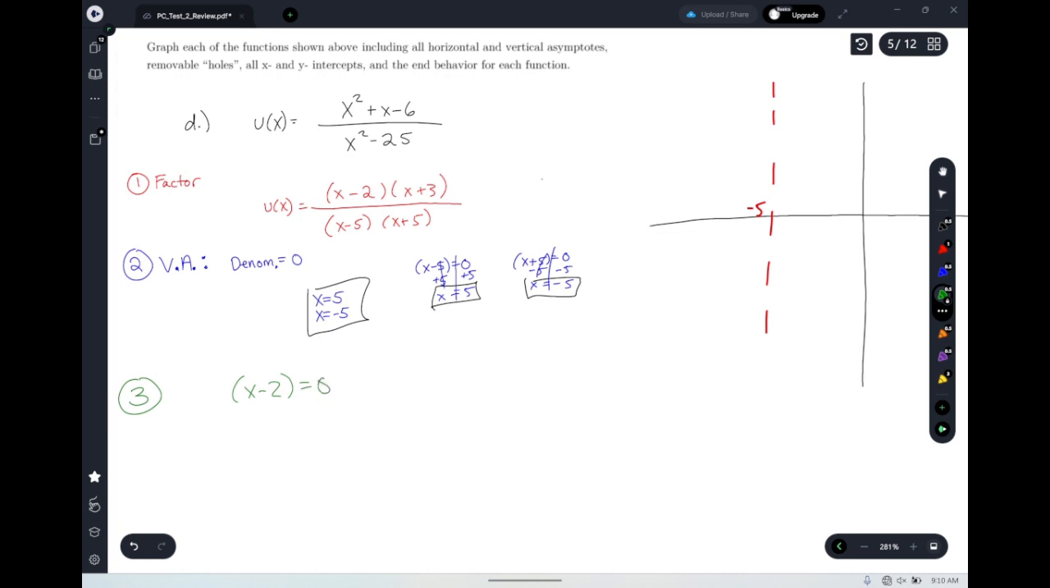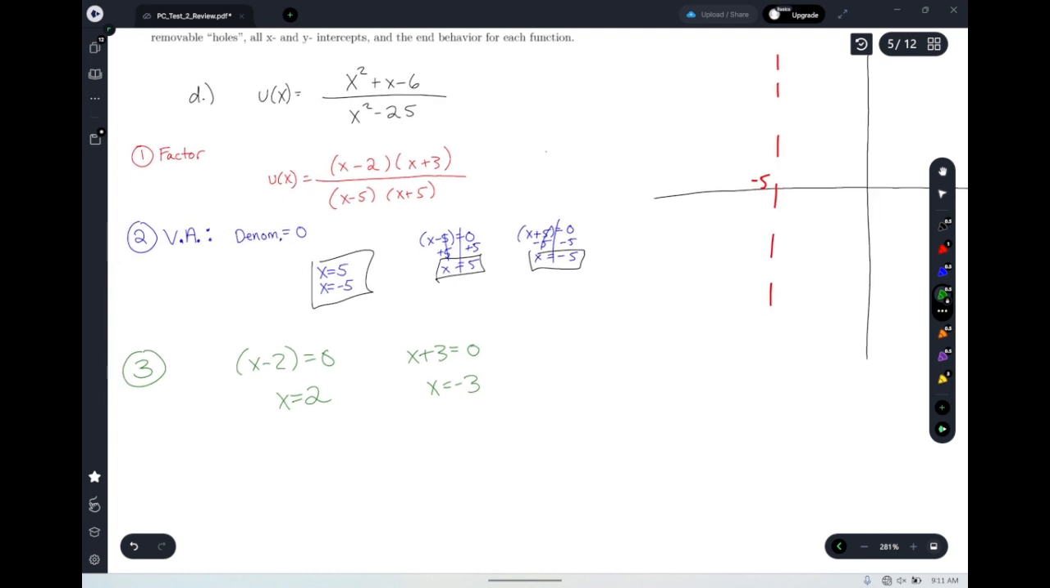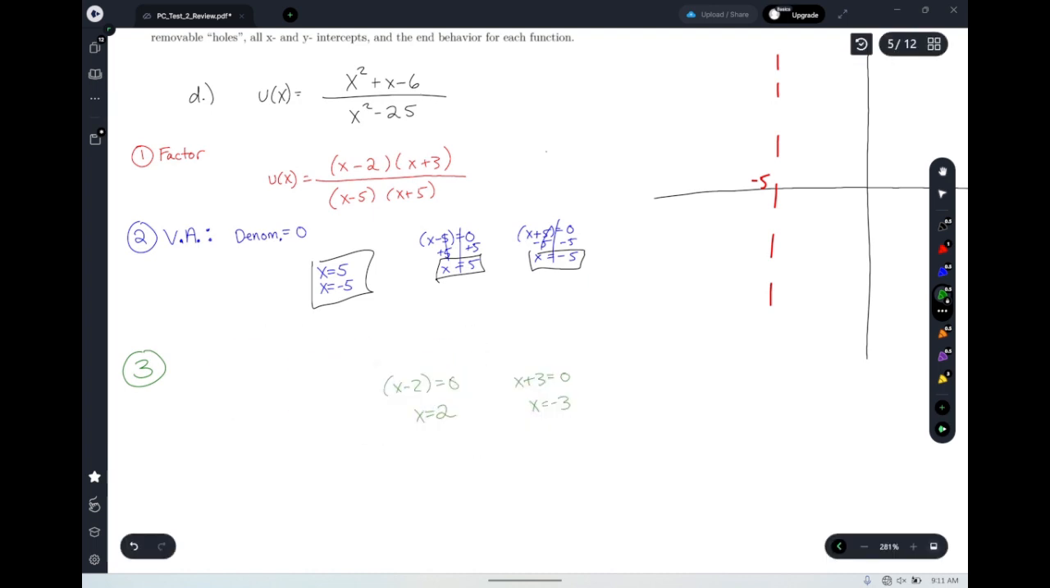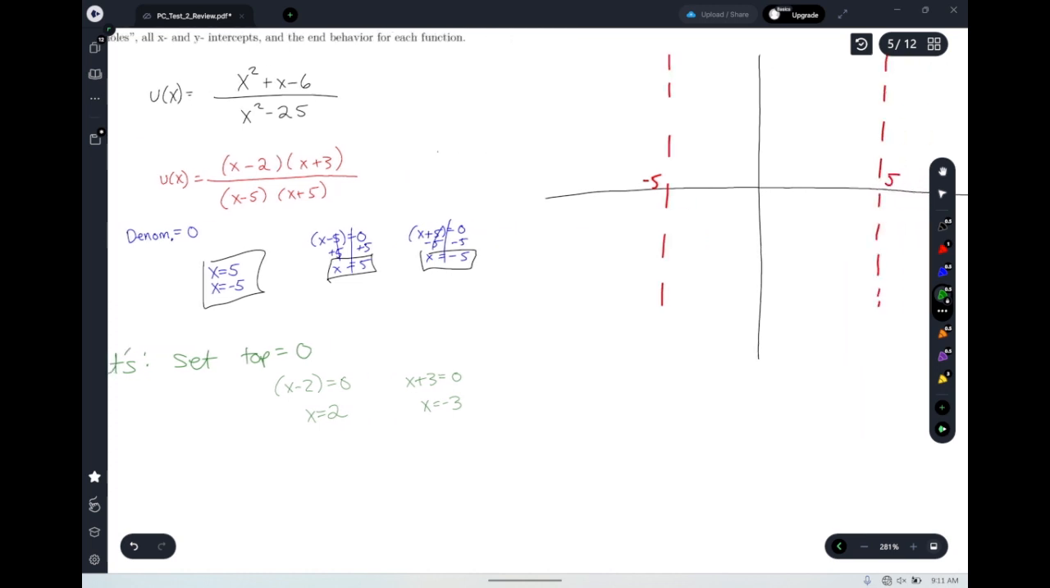And x minus 2 equals 0 gives you x equals 2. And x plus 3 equals 0 gives you x equals negative 3. And those two things have a name. So here, I'll write that over here. X-intercepts: set top equal to 0. So then I'm going to hop over to my graph and plot those 2 points.